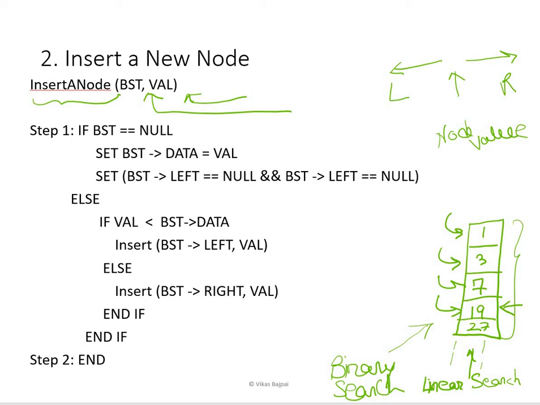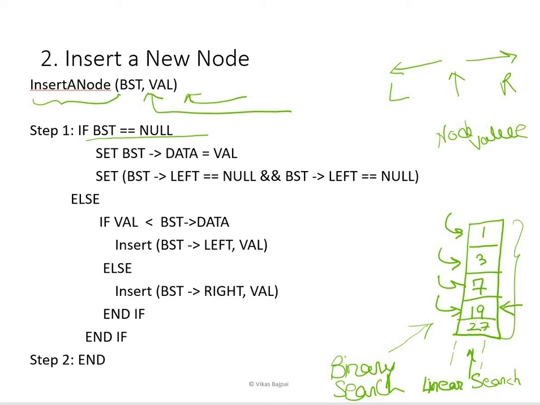Now, the first thing I'm going to do is check if my binary search tree is empty or not. If it is empty, then what I'm supposed to do is make that particular node value the root node. Now, what all things am I supposed to do in case of making a particular value the root node?